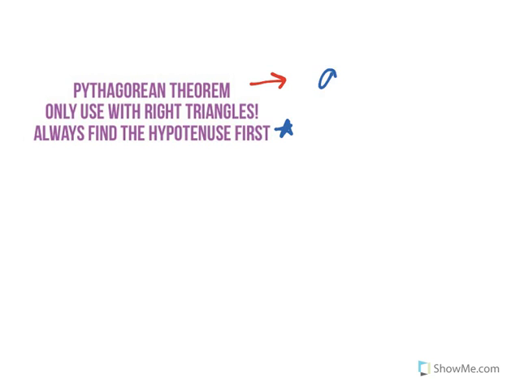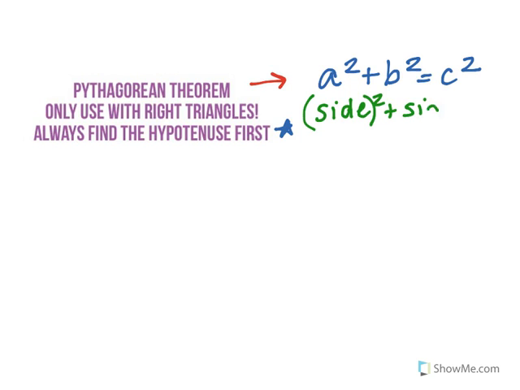The Pythagorean Theorem is a squared plus b squared equals c squared. A and b are your side lengths. Those are the shortest sides. So you have side squared plus side squared equals the longest side squared.